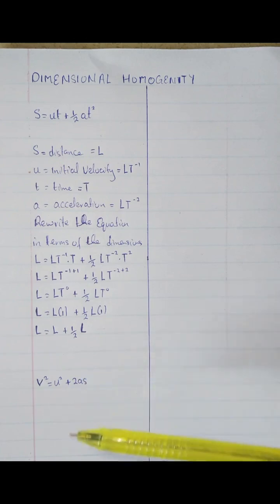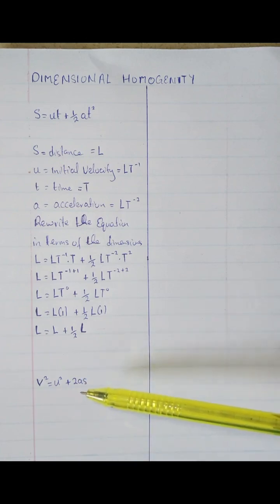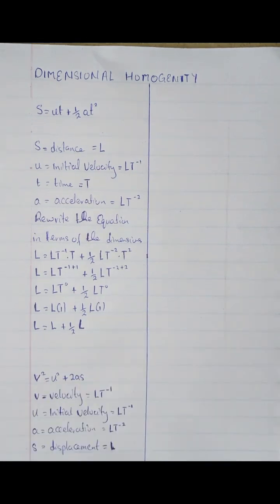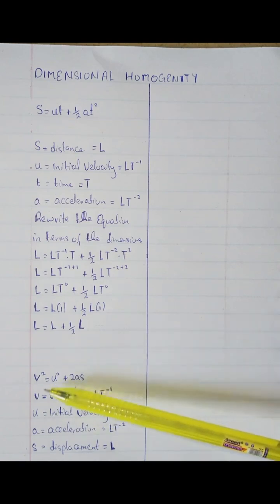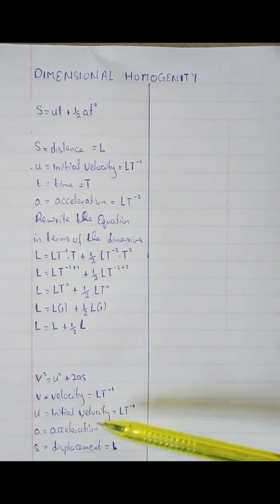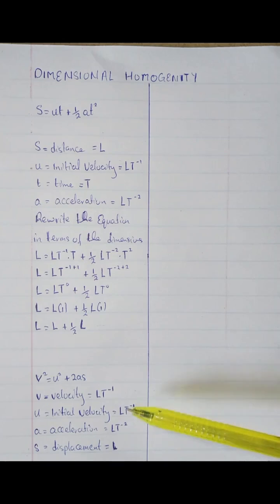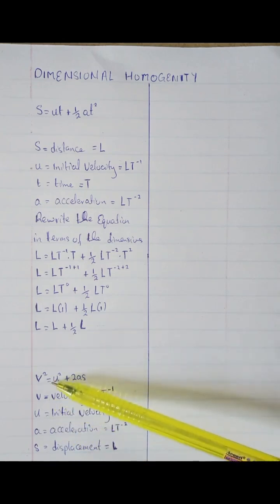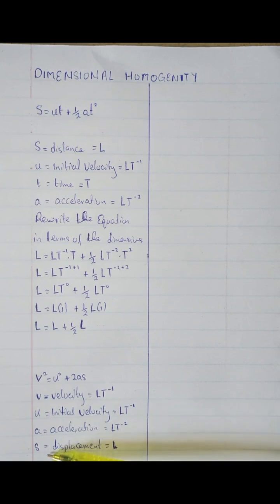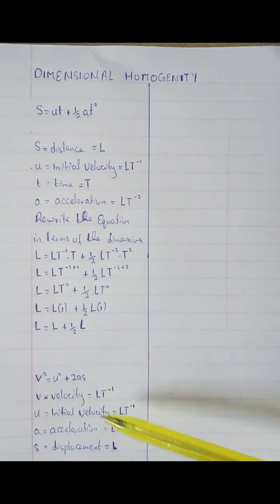So like I said, the first thing you have to do is to write out each of these quantities given and their dimensions. So for our v, we have velocity, which is L per t. Our u, we have initial velocity, which is L per t. This v represents final velocity. So this a, we have acceleration, L per t square, and we have s, which is displacement, as L.